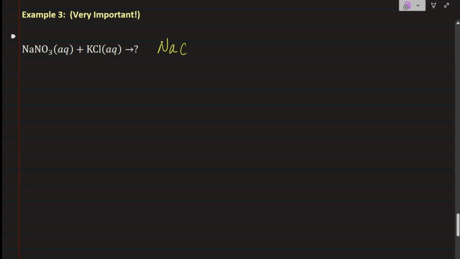This would be NaCl plus KNO3. And we know that NaCl is aqueous, and KNO3 is aqueous because they follow the rules of solubility. Now that we have this, let's write up all the ionic parts of this equation, the products and the reactants. But before that, make sure that it is balanced, and it is. So this is balanced.